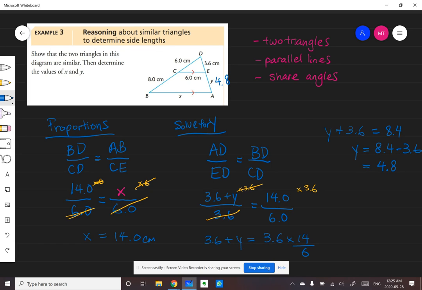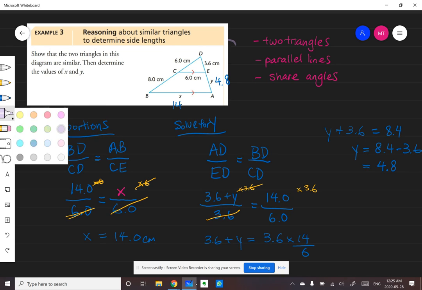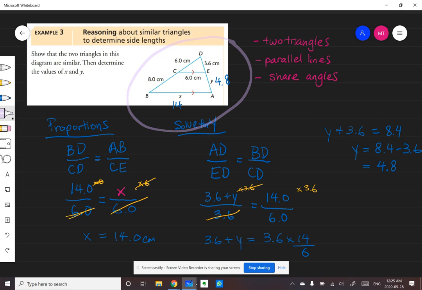So 4.8 here and 14. And one thing that's a good thing to do is take a quick check at all the numbers. Is 4.8 making sense? If you get 72, that's obviously going to be way off, but 4.8 seems pretty reasonable. And if we take a look at 14, is that generally reasonable to this image? Yes, I'd say so. So our conclusion is that X is 14 centimeters and Y is 4.8 centimeters.